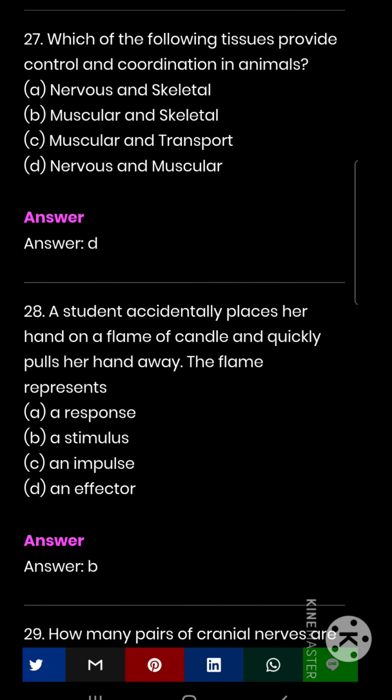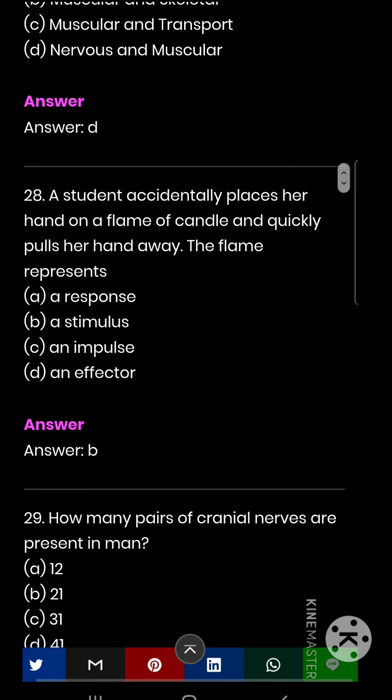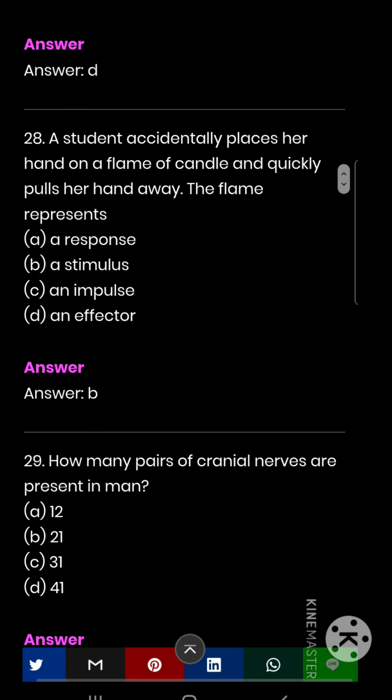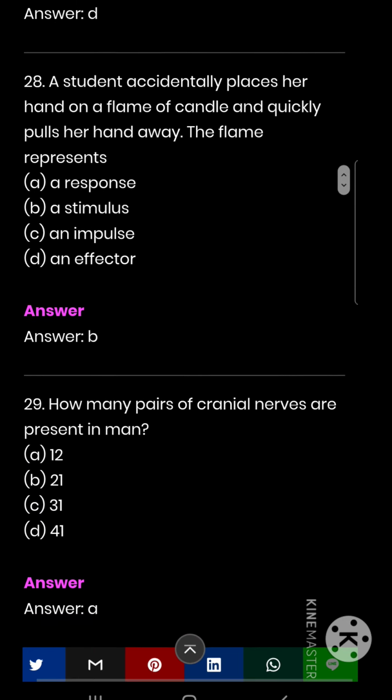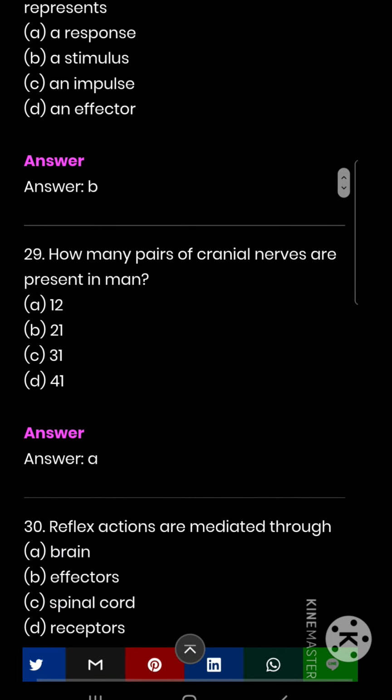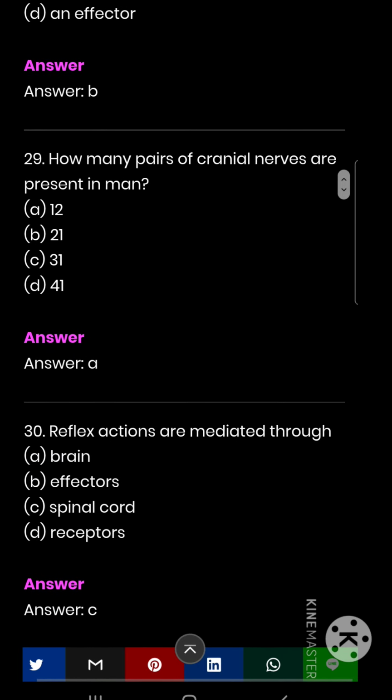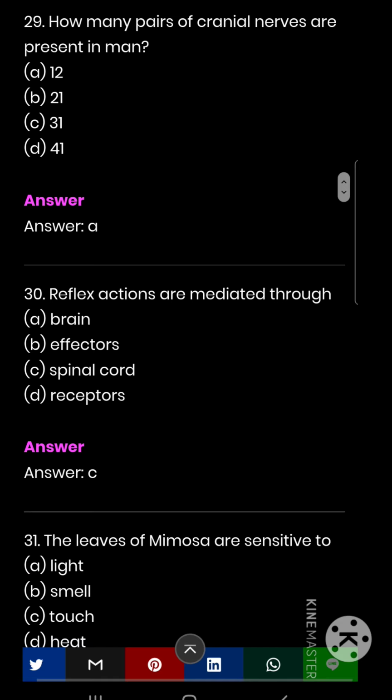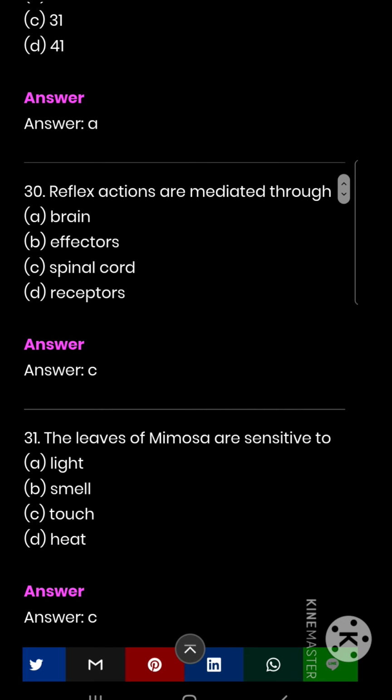Nervous and muscular tissues. A student accidentally places her hand on a flame of candle and quickly pulls her hand away. The flame represents a stimulus. How many pairs of cranial nerves are present in man? It is 12 pairs. Reflex actions are mediated through spinal cord.